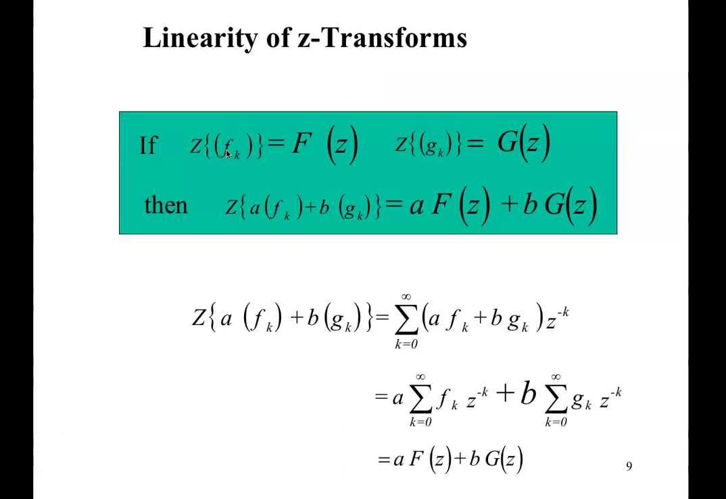Some of the properties for zTransform: linearity. If you have the zTransform of one sequence and the zTransform of another sequence, you can add the two together. Okay, if you add the two sequences together, then you can add the two zTransforms together. If you multiply one sequence by a factor of a, then its zTransform is also multiplied by a factor of a. It's a bit like the Laplace transform that we did before. Okay, it's because we are only dealing with linear systems.